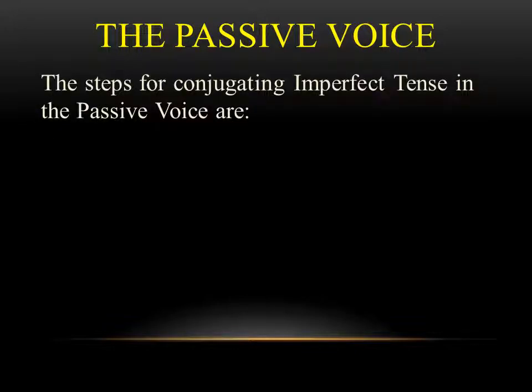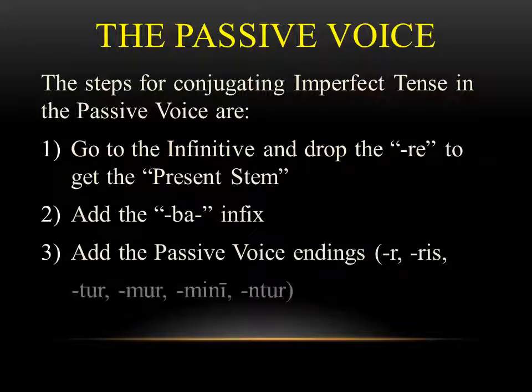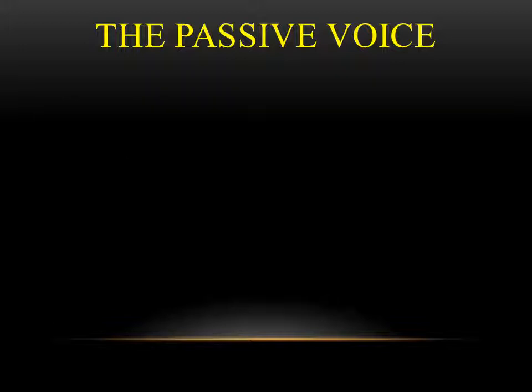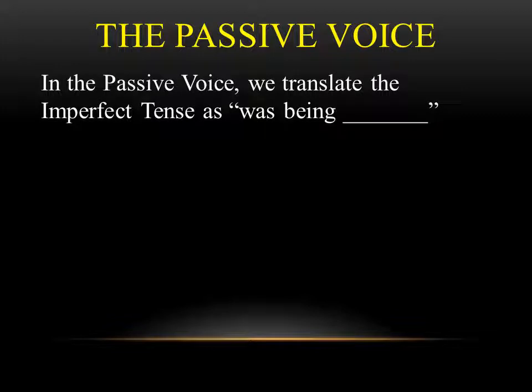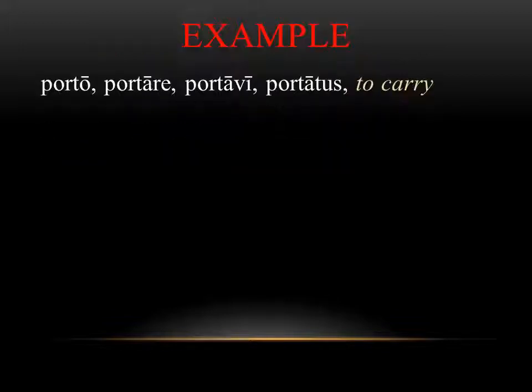So what about the imperfect tense? The steps are the exact same. You go to the infinitive, you drop the RE to get the present stem, we add the BA infix, and then we add our passive voice endings. You want to remember, though, that for third IO verbs and fourth conjugation verbs, we're going to have an IE in front of the BA, not just an E, you have to put that I in there. And in the passive voice, when we're translating the imperfect tense, we translate it as was being. So for instance, mittebar means I was being sent.